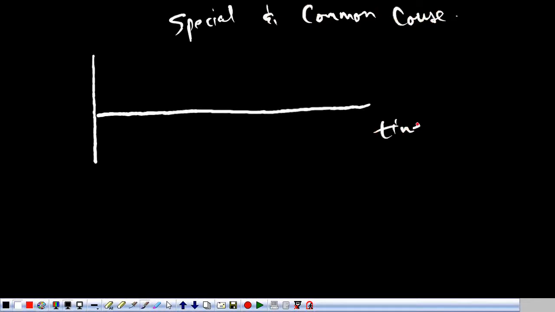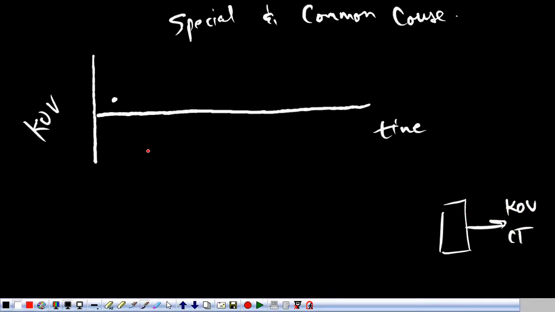This is time, and this is our KOV, key output variable. So imagine that in our process of, say, measuring the wait time, let's go back to our restaurant example where the KOV was the cycle time, and that was the time that it took the restaurant to bring the food to the different customers' tables. And let's say that we went out and sampled, maybe 3 times a day at irregular intervals. And we got something that looked like this. In this case, high is bad, right?